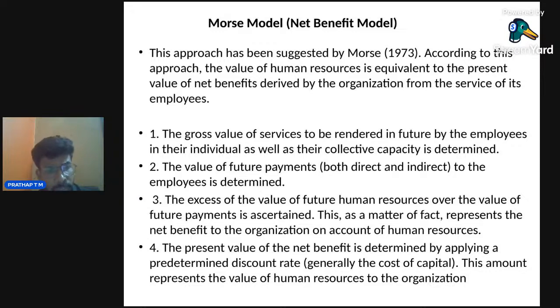The fourth one is that the present value of the net benefit is determined by applying the predetermined discount rate. So what is the expected cost of capital? Based on that, we determine the discounting factor. By determining the present value, we determine the net benefit the company received from each individual. In this way, the Morse model suggests you determine your human resources.